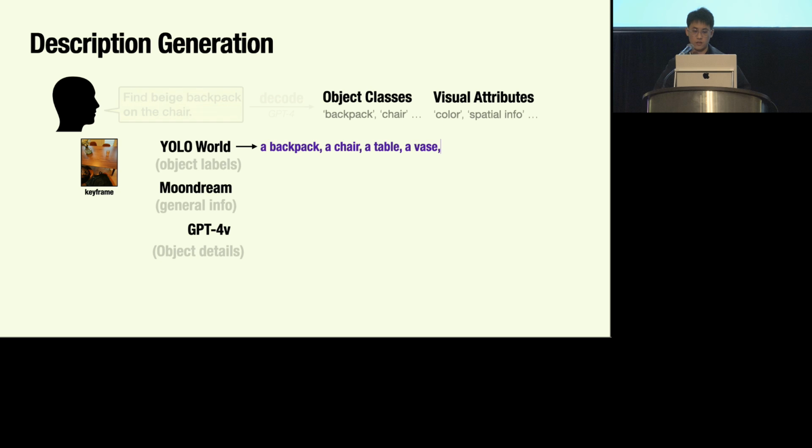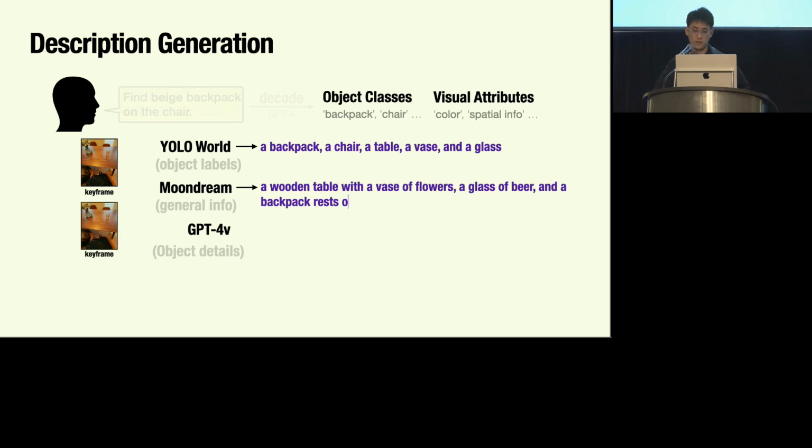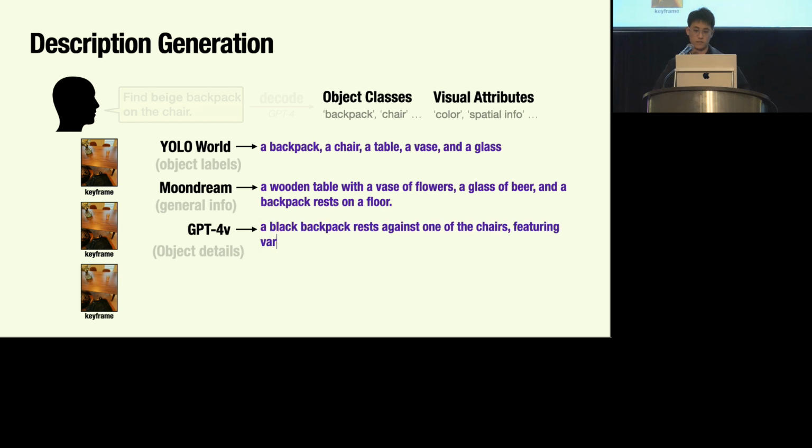A backpack, a chair, a table, a vase, and a glass. A wooden table with a vase of flowers, a glass of beer, and a backpack rests on a floor. A black backpack rests against one of the chairs, featuring various straps and a textured surface that suggests utility and ample storage for carrying personal belongings.